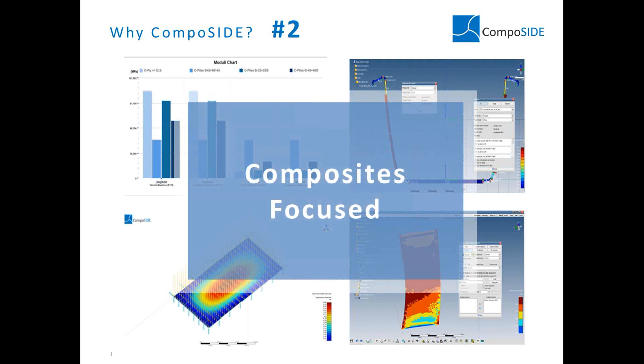Another element is that from the very beginning, when we started developing CompoSIDE, it was composite design focused. It doesn't mean it doesn't support other materials. There's full freedom of choosing whatever material or geometry you like. But the main and primary background of this platform is composite design. You're going to see that we are handling quite complex designs through advanced, composite-dedicated modules.